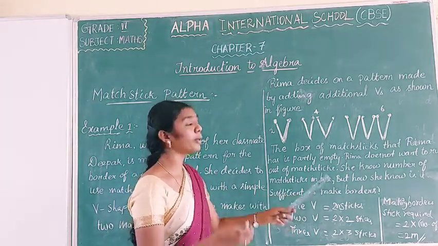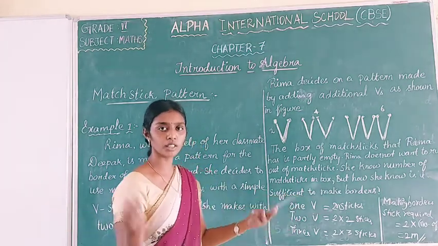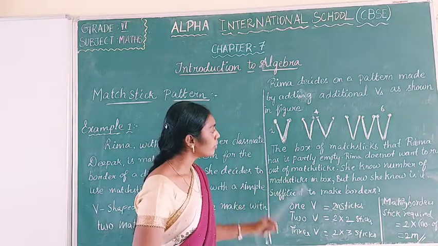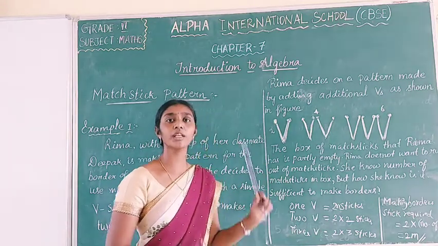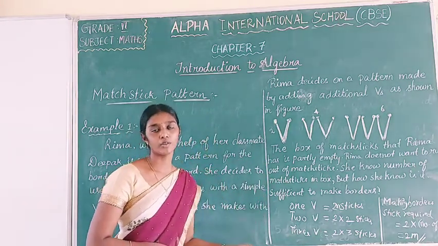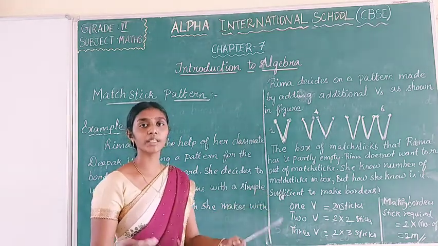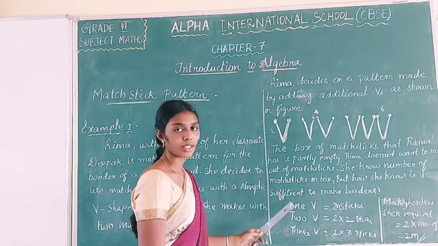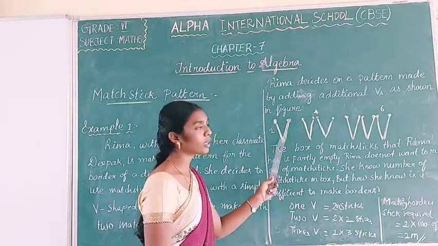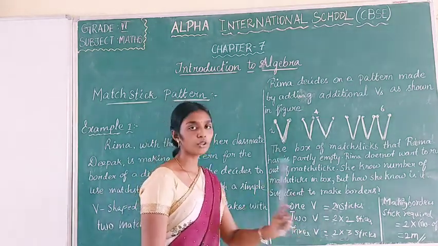She doesn't know how many sticks she needs to make the border. She didn't know that, so we want to help her find out using algebra only. We are going to find how many sticks are sufficient to make the borders. For example, see here, for making 1 V, we need 2 sticks.